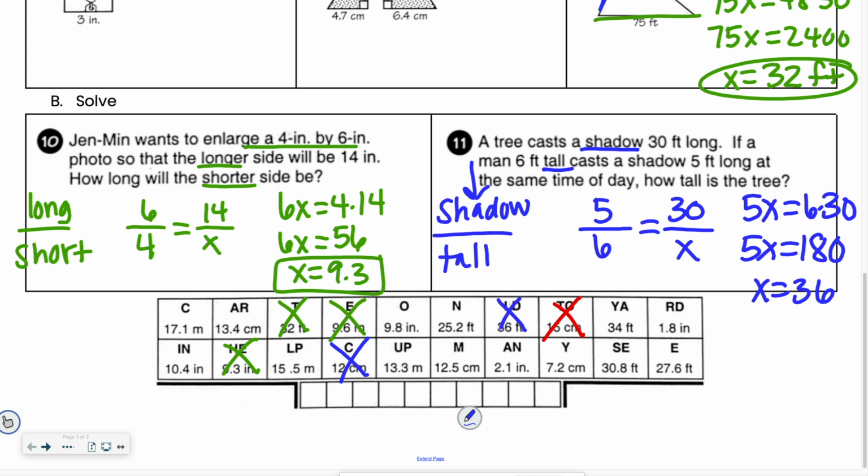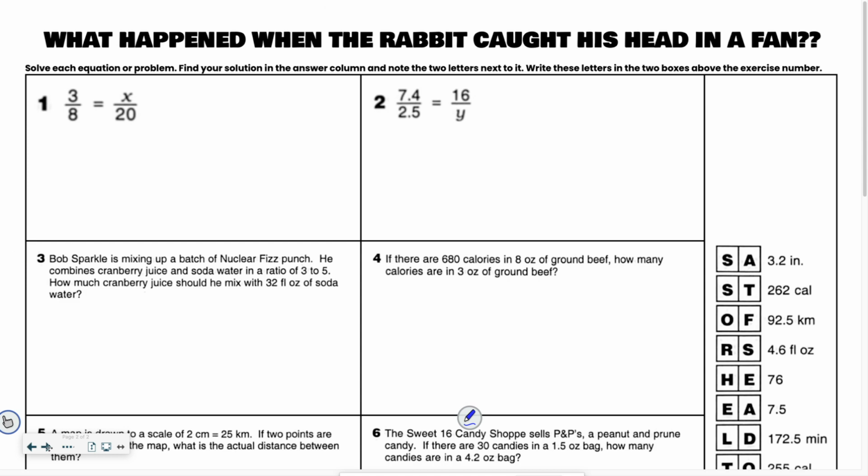Okay, so you only have what? 1, 2, 3, 4, 5, 6 left on that side. Perfect. Okay, let's do a few on the back together. They're just like the ones we did, where we have to kind of write our proportion. I'm gonna let you guys take care of 1 and 2. Those are just strictly cross multiplying. You guys should be okay there.